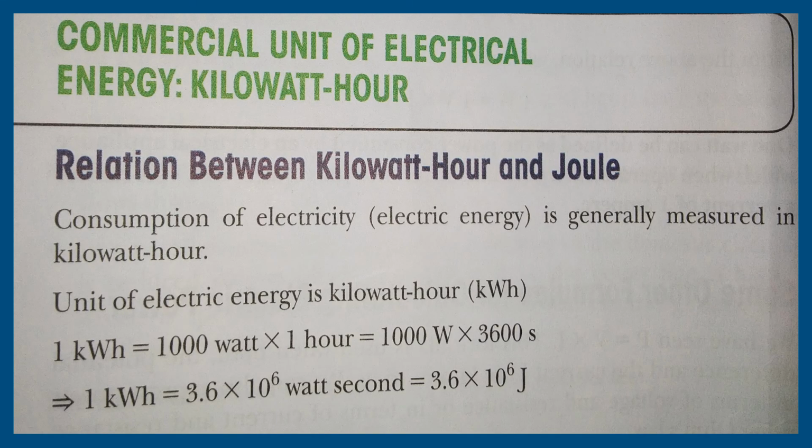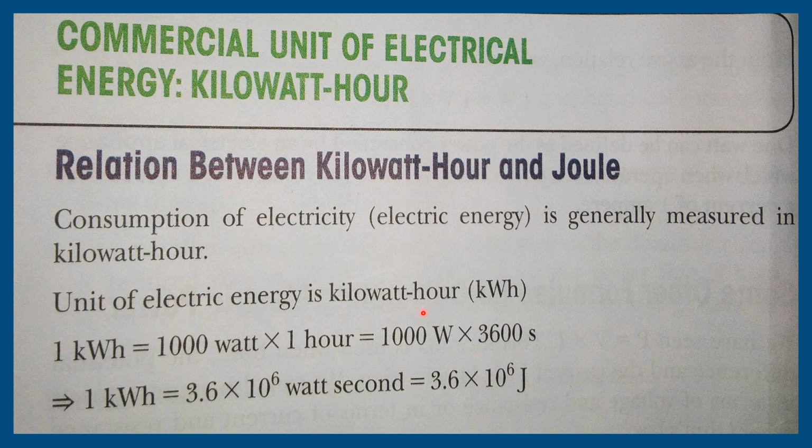Then the relation between kilowatt hour and joule. When electric current is passed in a circuit, it is getting converted into a certain amount of heat. So the consumption of electricity, that is the consumption of electric energy, is measured in kilowatt hour. That's what you have seen earlier. Now, the unit of electrical energy is watt hour or kilowatt hour, which is used for commercial purpose.